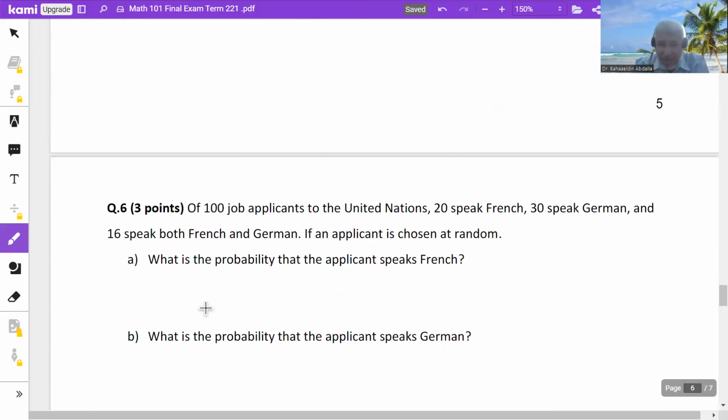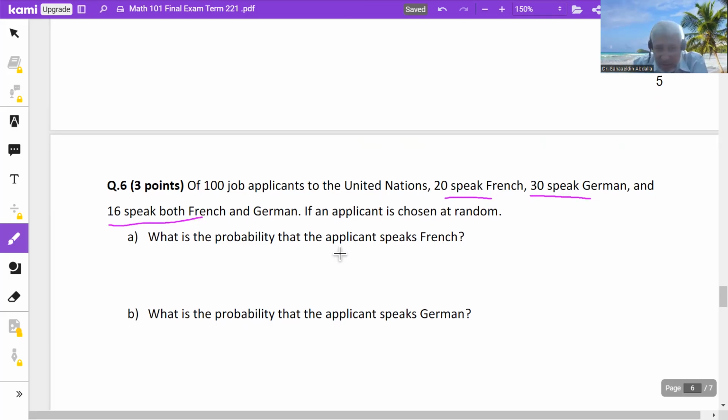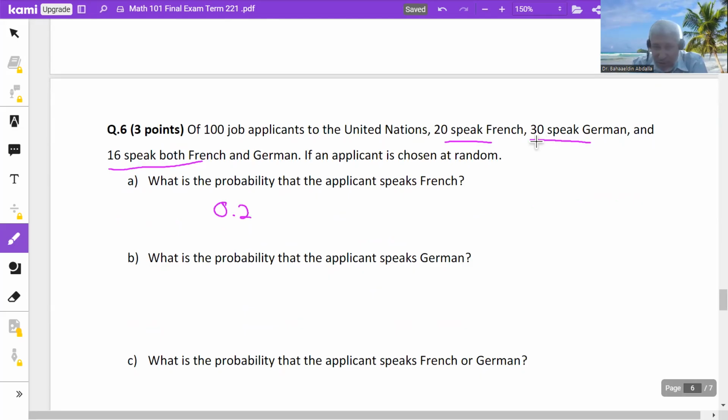Of 100 job applicants to the United Nations, 20 speak French, 30 speak German, 16 speak both. If an applicant is chosen at random, what is the probability that the applicant speaks French? Well, 20 people out of 100 speak French. So the probability is 20 over 100, or just 0.2. What is the probability that the applicant speaks German? So 30 out of 100 speak German. If you select 1 out of the 100, there is a probability of 0.3 that the applicant speaks German.